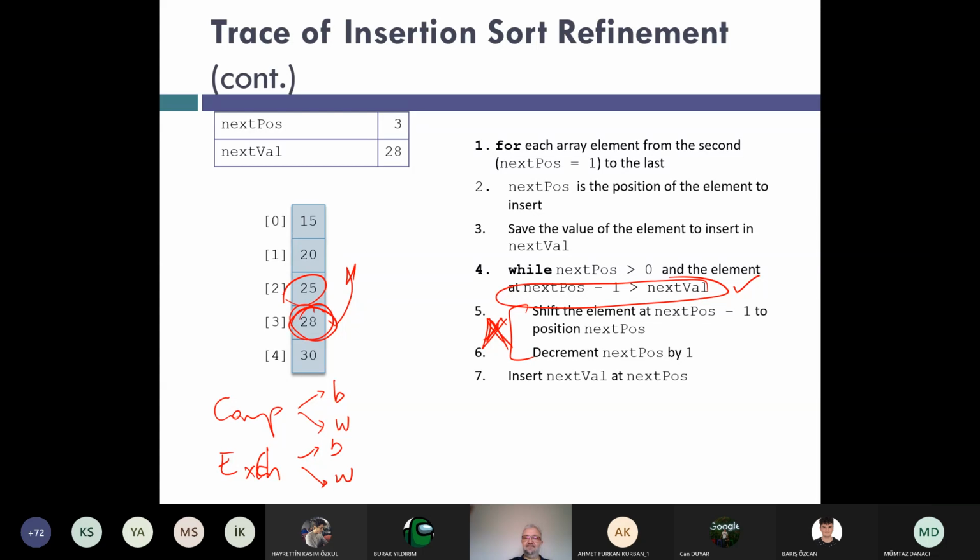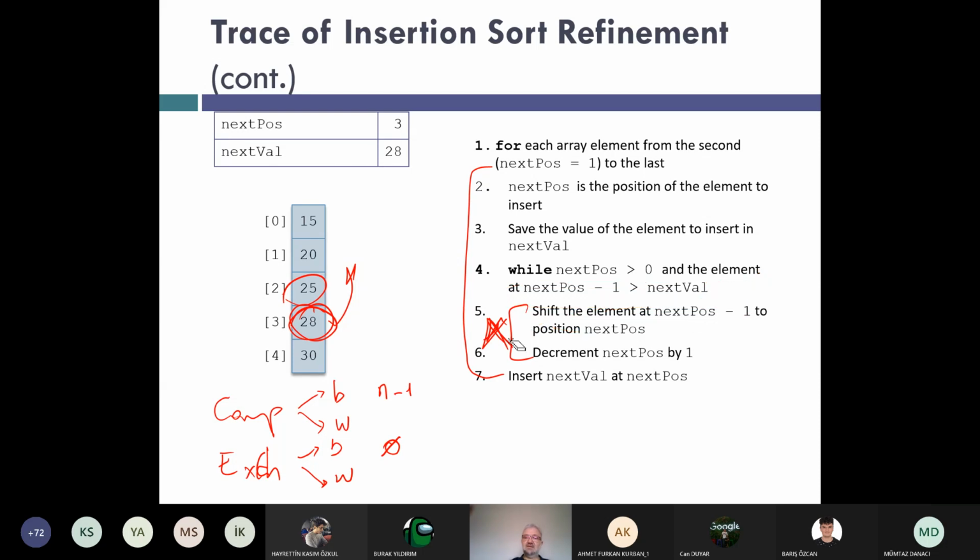So, as far as the comparisons are concerned, only one comparison is performed for each iteration of the for loop, and n-1 iterations are performed in the overall algorithm. So the best case number of comparisons is n-1. What about the number of exchanges? As you see, there is no exchange performed. So in the best case, the number of exchanges will be 0.